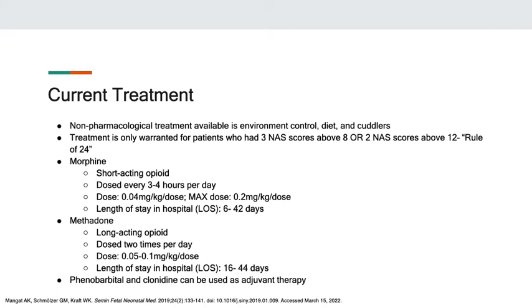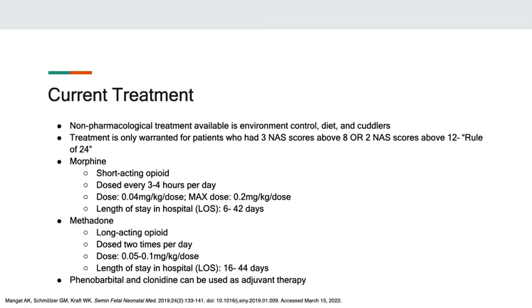The number one treatment that's mostly used in practice is morphine. It's a short-acting opioid. It's dosed 3 to 4 hours per day. Its dose is 0.04 milligrams per kg per dose, and the max dose is 0.2 milligrams per kg per dose. The length of stay in the hospital, which is very essential in terms of the clinical trial we're going to look at, is about 6 to 42 days.